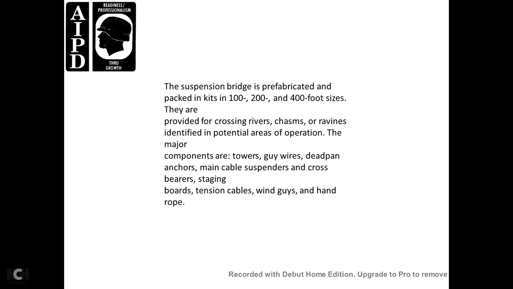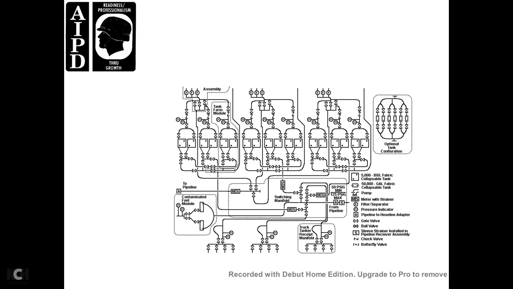Suspension bridge prefabricated with the vacuum kits, 100, 200, 400 feet with the foot sizes. They are provided for crossing rivers, chasms, and ravines. Identify the central areas of operation and the major components: the tower, guy wires, deadman anchors, main cables, suspenders, cross barriers, staggering boards, tension cables, wind guys, and hand rope.